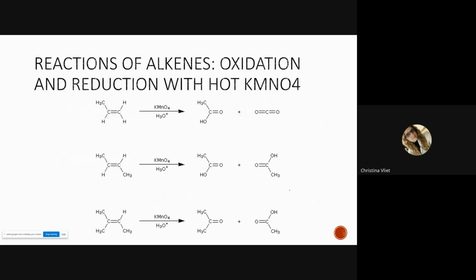There's a couple of things you need to know. First off, when you have hot KMnO4, the carbon-carbon double bond breaks completely, like that. So in every single one of these situations, if it's hot, which you didn't say in these diagrams, but that is what's being illustrated, and we would have to state so, the whole molecule breaks into two smaller molecules. So far, so good?